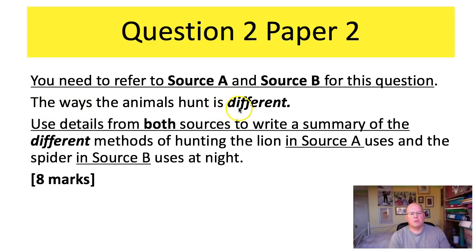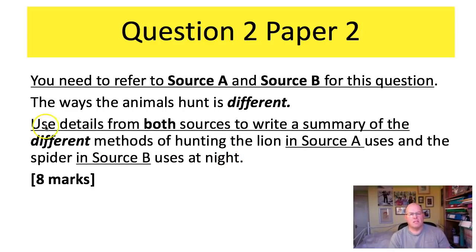Here is a typical question. The ways the animals hunt is different. Put that in italics because you might be asked for similarities, but you're most probably going to be asked for differences. It's not definite, but it'll be one or the other. Use details from both sources to write a summary of the different methods of hunting the lion in source A uses and the spider in source B uses at night.